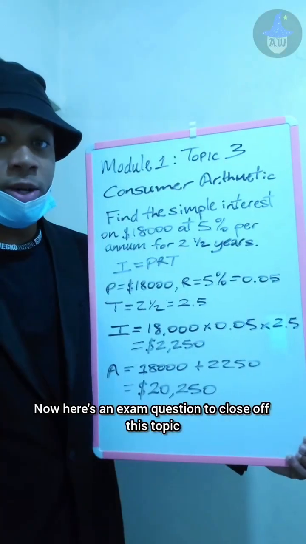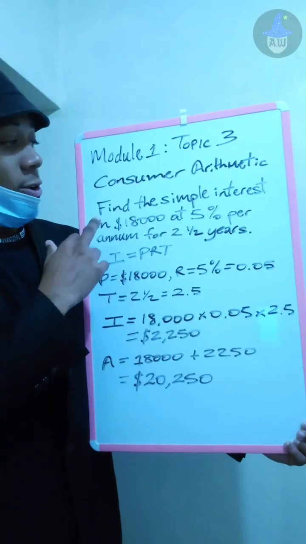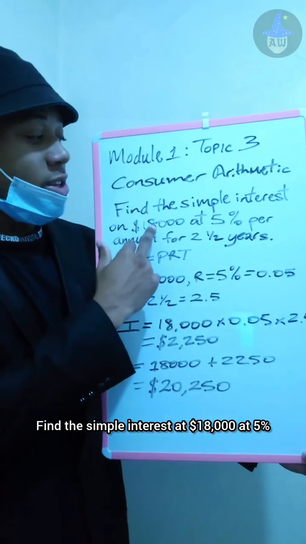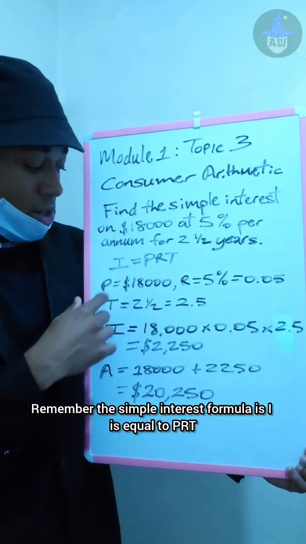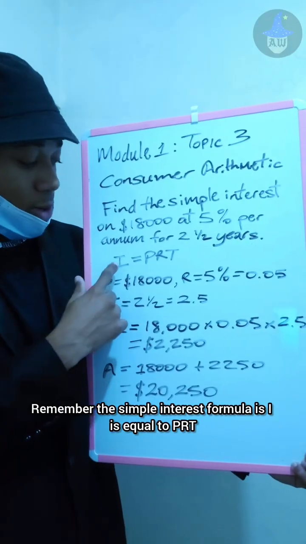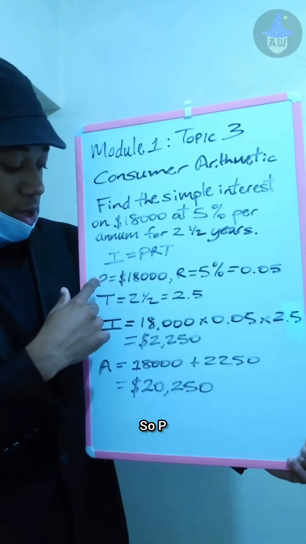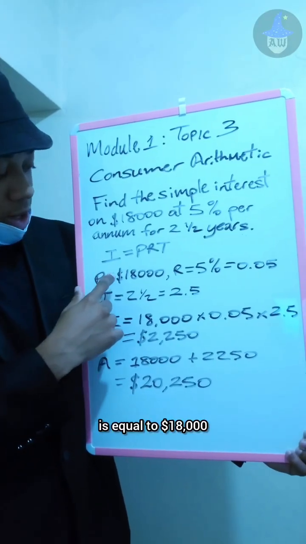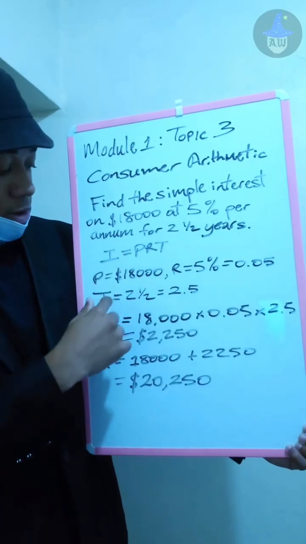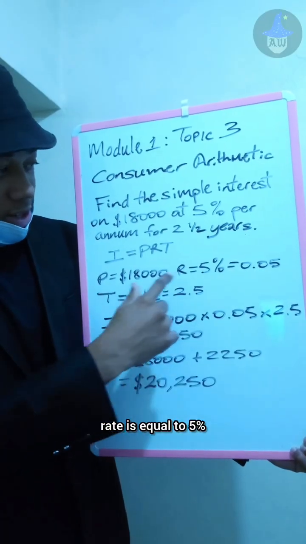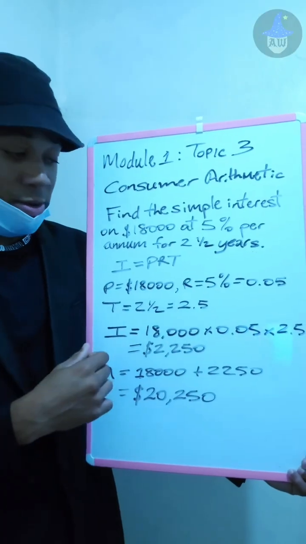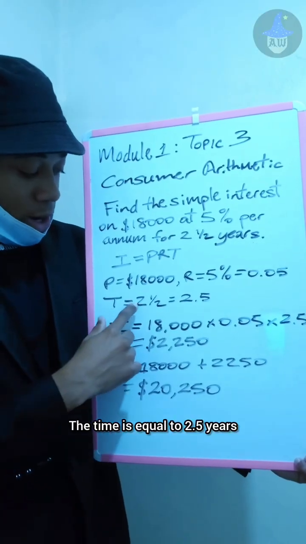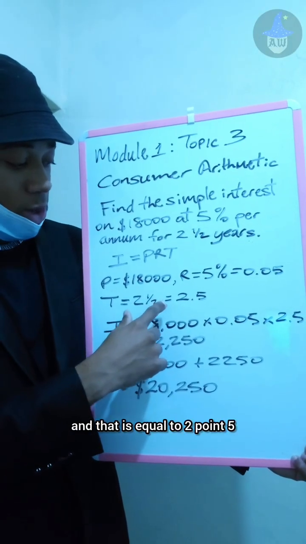Now here's an exam question to close off this topic. Find the simple interest on $18,000 at 5% per annum for 2.5 years. Remember, the simple interest formula is I is equal to PRT. So P is equal to 18,000. The rate is equal to 5%, but in decimals it is 0.05. The time is equal to 2.5 years, and that is equal to 2.5.